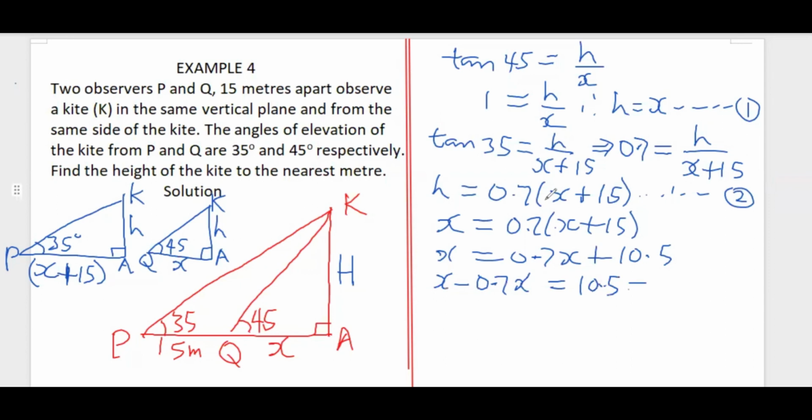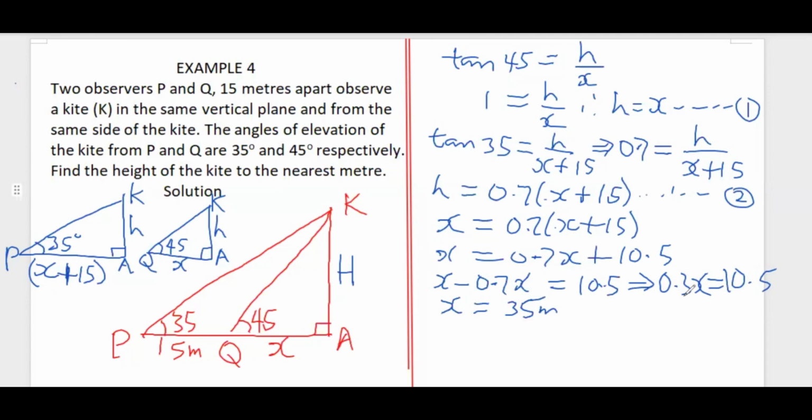And from here, 1 minus 0.7 will give us 0.3X. That is X minus 0.7X, which equals 10.5. To eventually get the value of X, divide both sides by the coefficient of X, which is 0.3. So 10.5 divided by 0.3 gives X equals 35 meters.